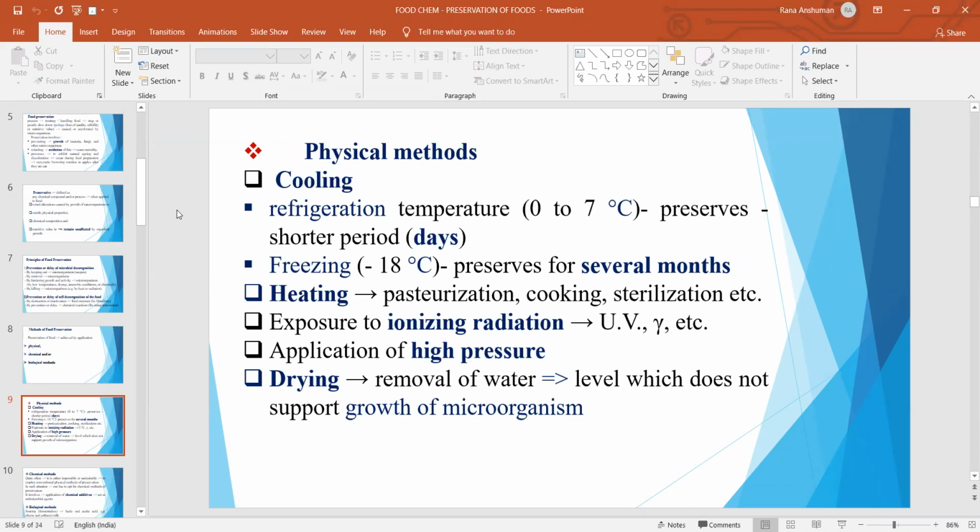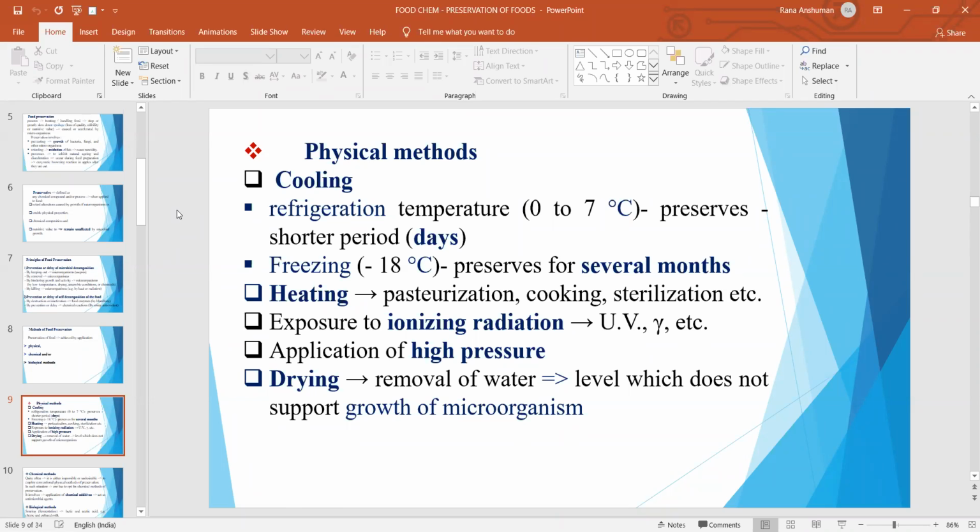Cooling naturally will include either refrigeration temperature, which ranges from 0 to 7 degrees centigrade and preserves foods for a shorter period, that is for a few days. Even food can be kept in frozen condition at a temperature as low as minus 18 degrees centigrade to preserve for several months. It increases shelf life of the food to a great extent.